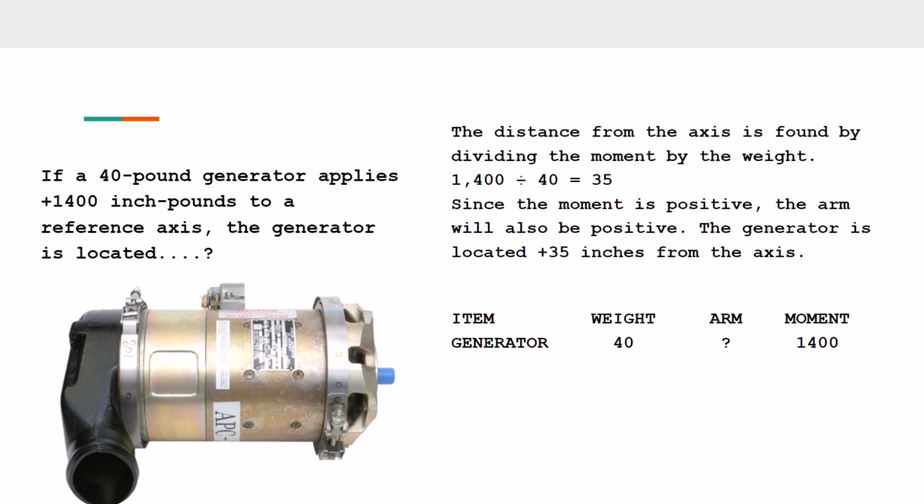So it's telling us where this generator is located. We have to find an arm measurement. How do you do that? You divide the moment by the weight, and you get 35. 35 inches is your answer. The distance from the axis is found by dividing the moment by the weight. Since the moment is positive, the arm will also be positive. The generator is located at plus 35 inches from the axis.